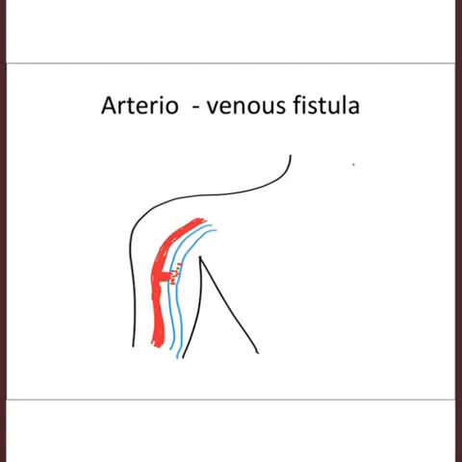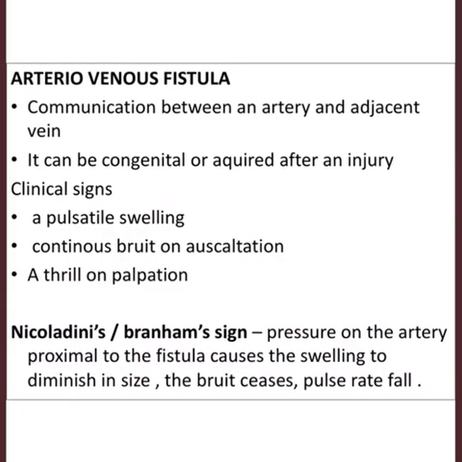AV fistula. What is a fistula? A fistula is a connection between two walled structures. If that connection occurs between an artery and a vein, then it is called an AV fistula. Arteriovenous fistula is a communication between the artery and the adjacent vein. It can be congenital, or can be acquired after an injury.